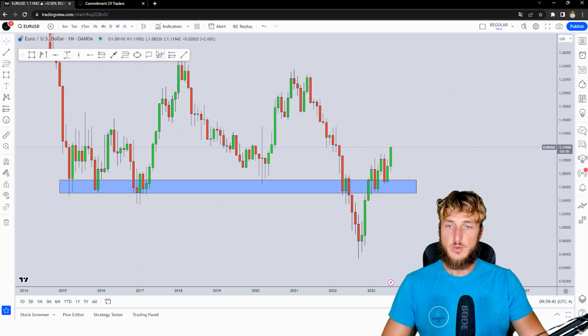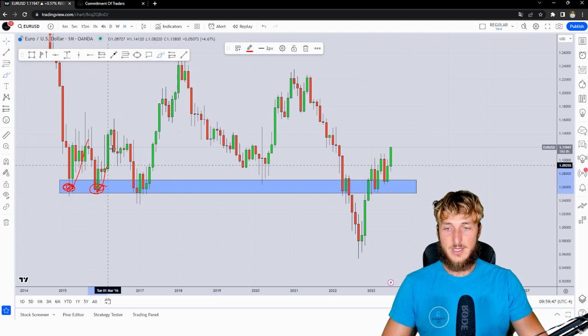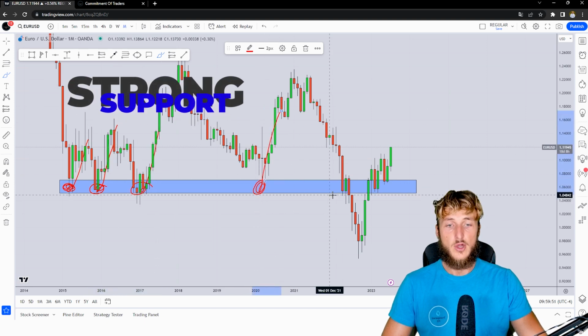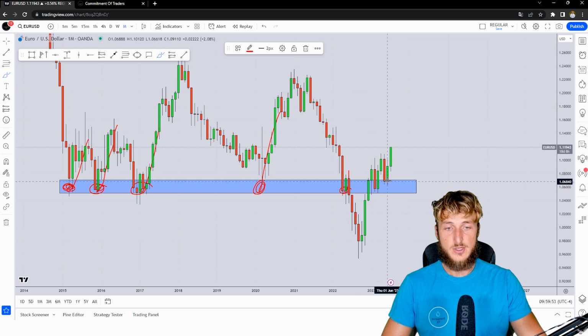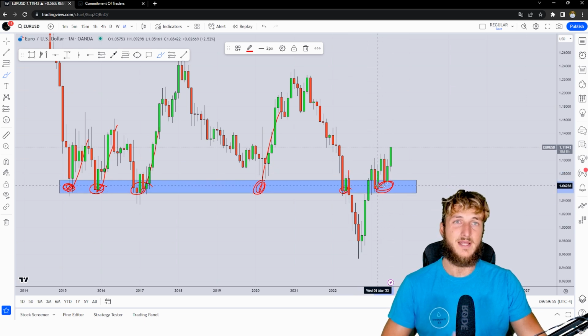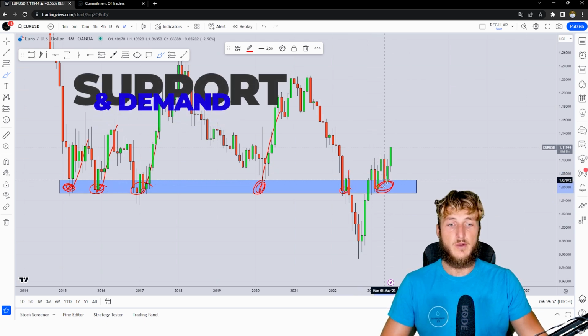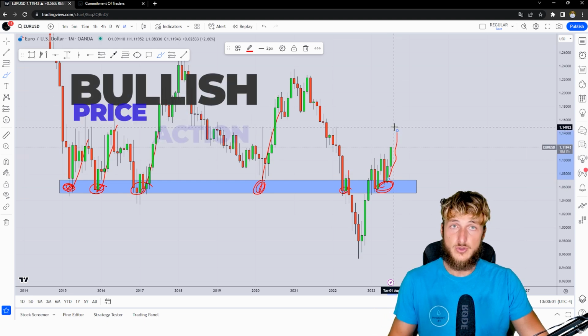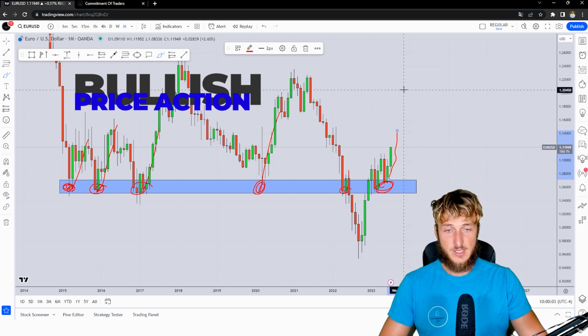In fact, what we can see is that starting from back here, the market, every time that it tested this zone, it rejected it to the upside quite aggressively, confirming every time that this zone is a very strong monthly demand and support area from which we could expect the market to create more bullish continuation away from this area.